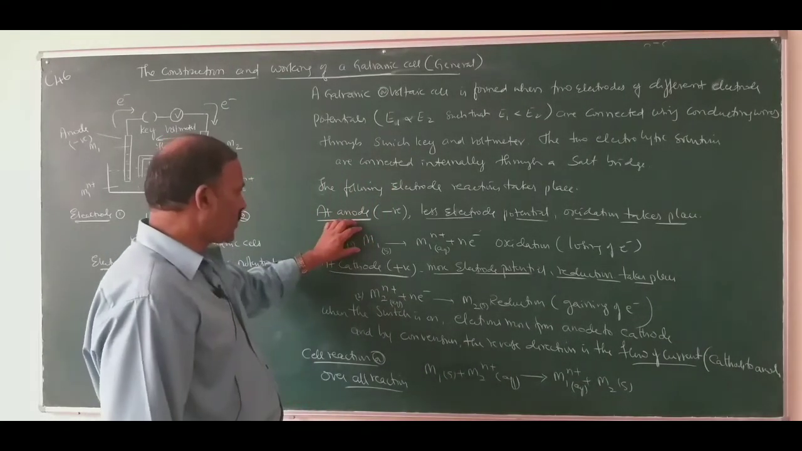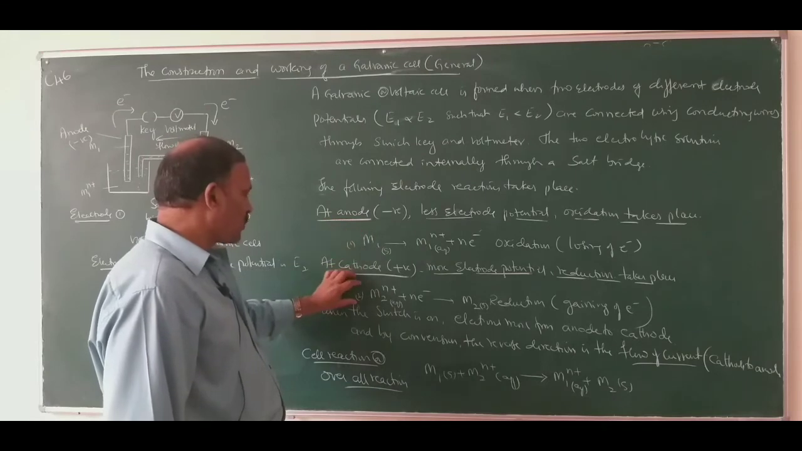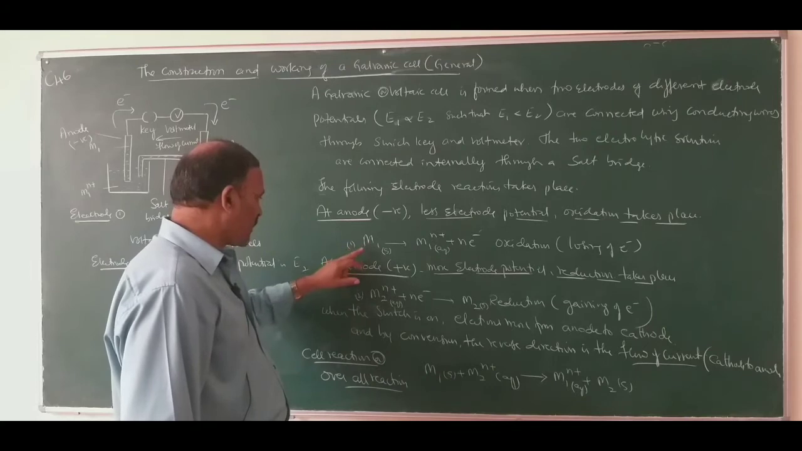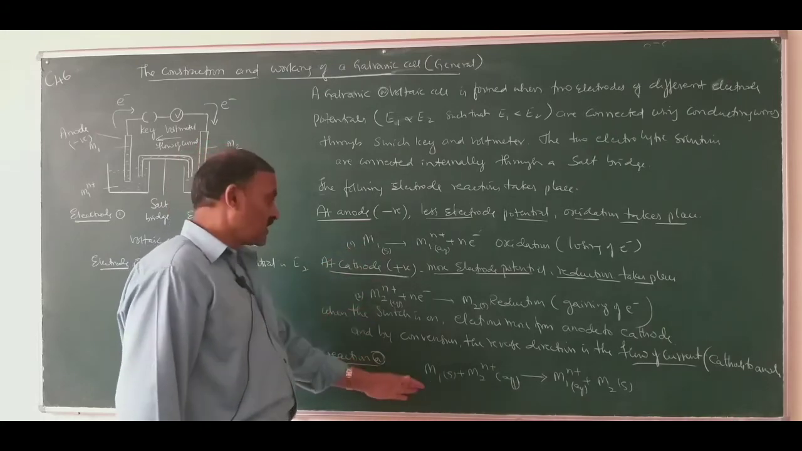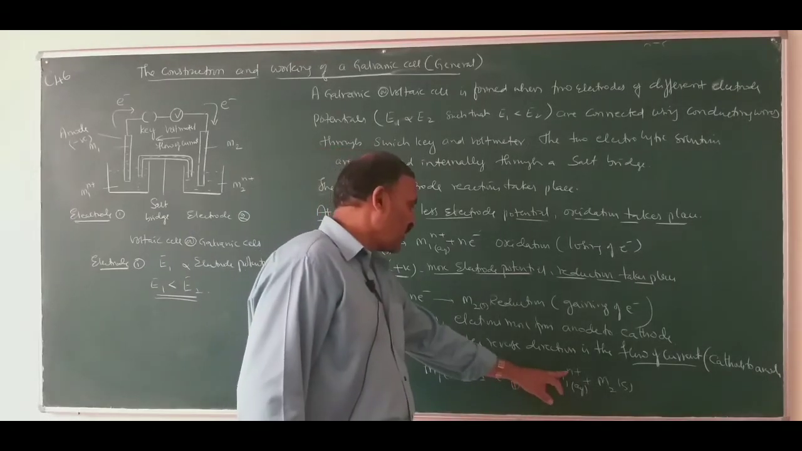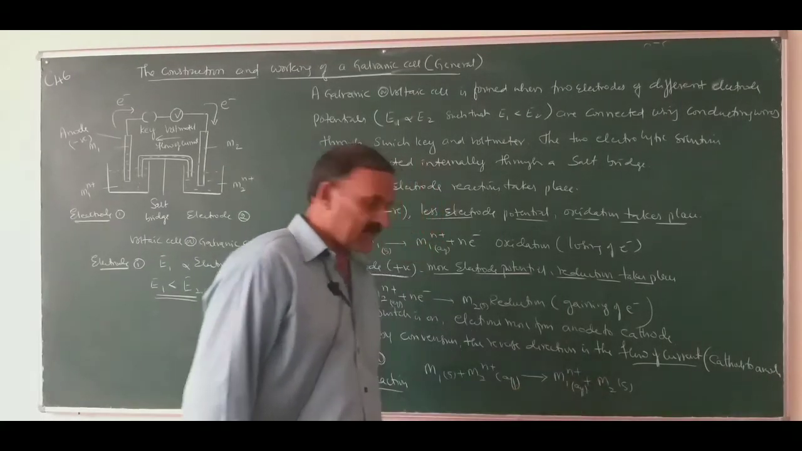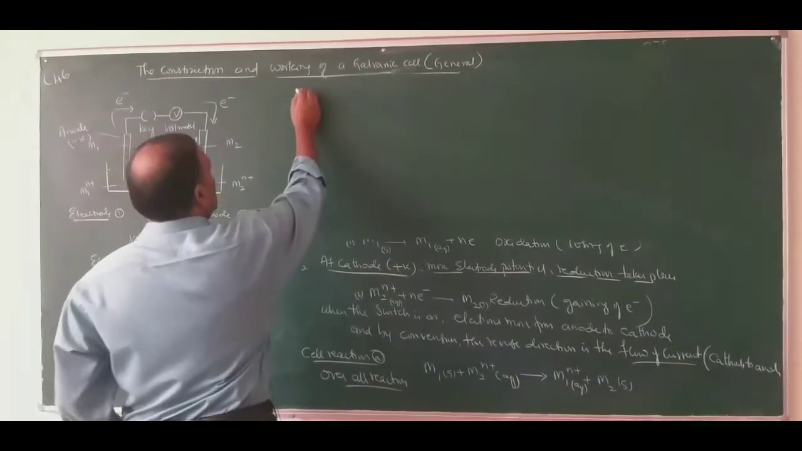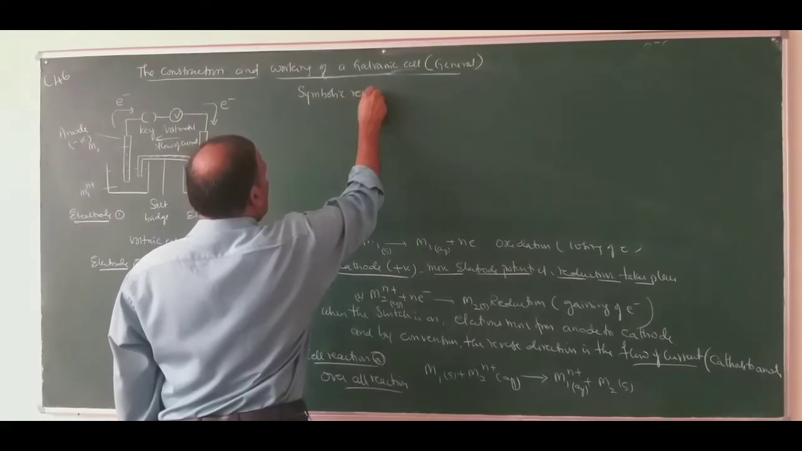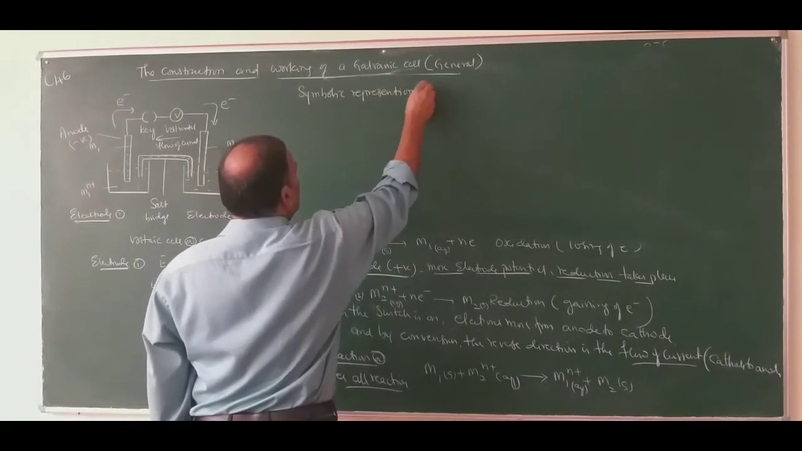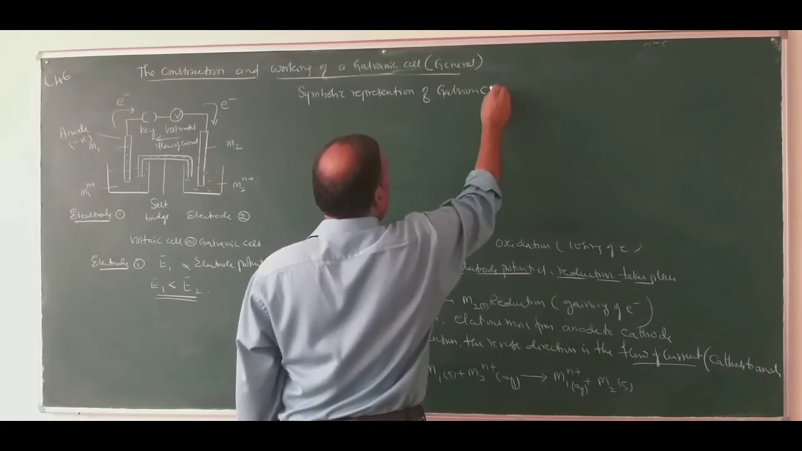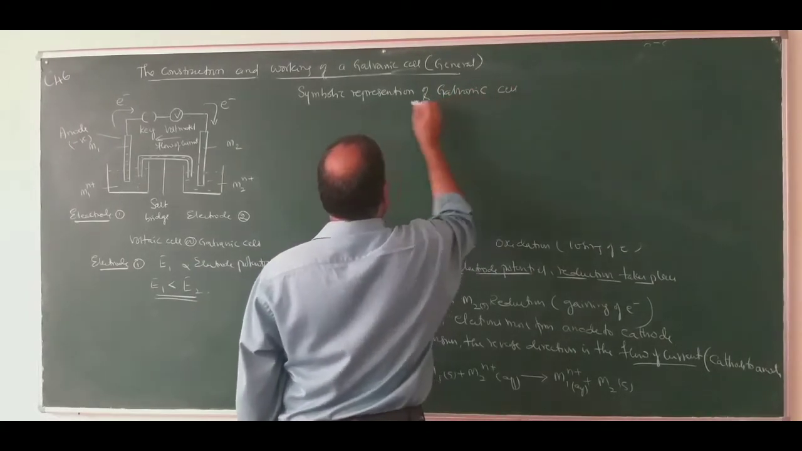This is the anodic reaction, oxidation; cathodic reaction, reduction. The overall reaction is the sum of the anodic and cathodic reactions. So this is the overall reaction: M1(s) plus M2^n+ gives M1^n+ plus M2(s). Next, symbolic representation of galvanic cell.